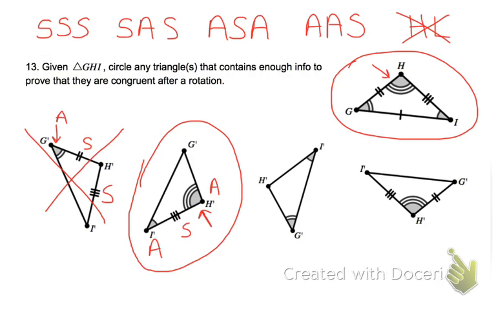Looking at the third picture, I have an angle and an angle. That is all the information I have, and that is not enough information to prove that the triangles are congruent. So number 3 would not work.